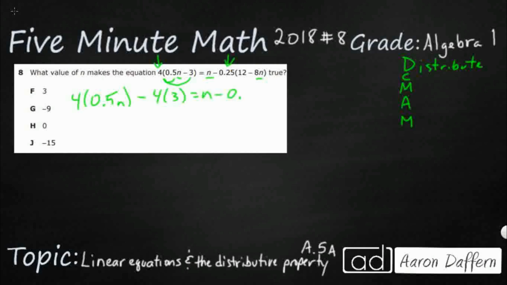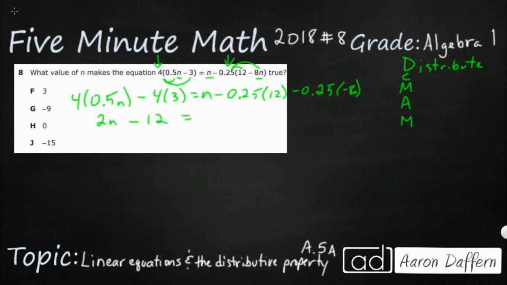Now I need to multiply that 0.25, same thing, by the 12, by the 8. So 0.25 times the 12, and then I've got that minus right there, 0.25, and we've got a negative 8 there. So let's keep that n, it's actually an 8n. All right. So we've got a lot of simplifying to do. So half of 4 is going to be 2. So this is really 2n minus 12.